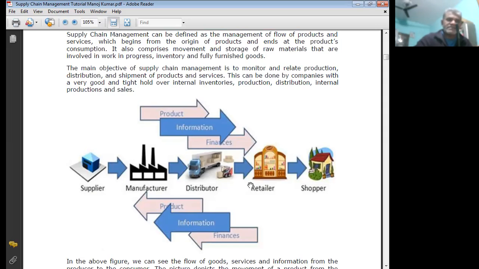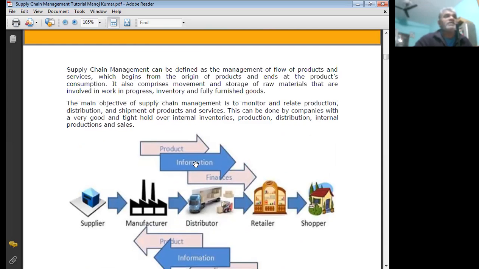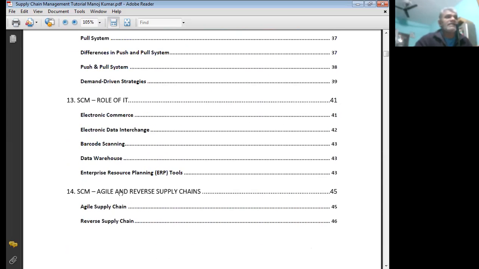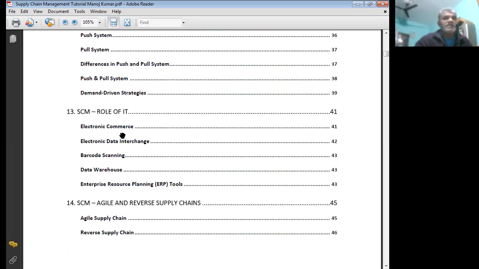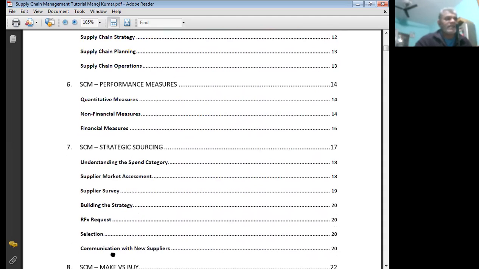Suppliers are there, manufacturers are there, distributors are there, retailers are there, shoppers are there. This is the flow of product, information, and finances. And these are the topics that have to be studied in the case of supply chain management.